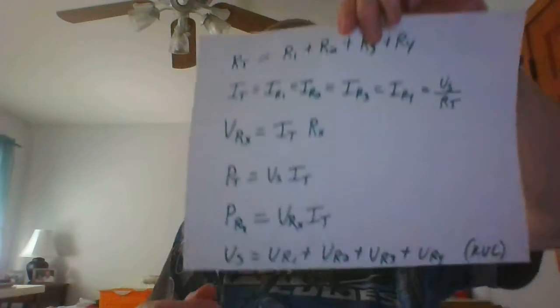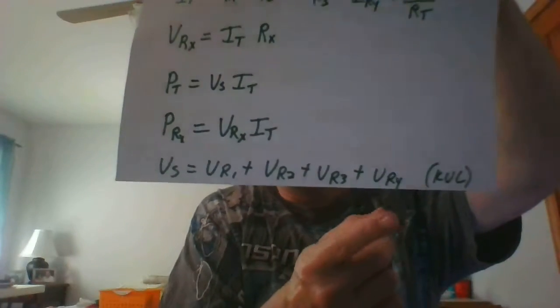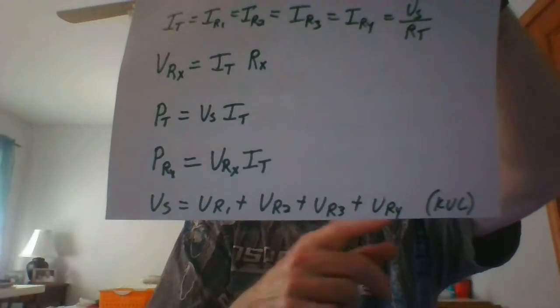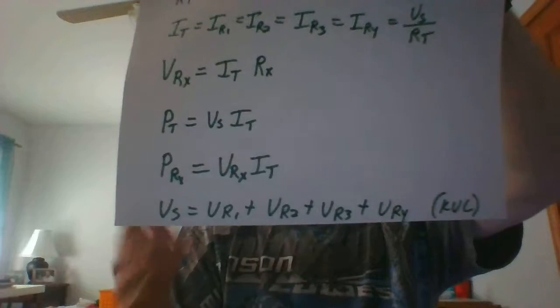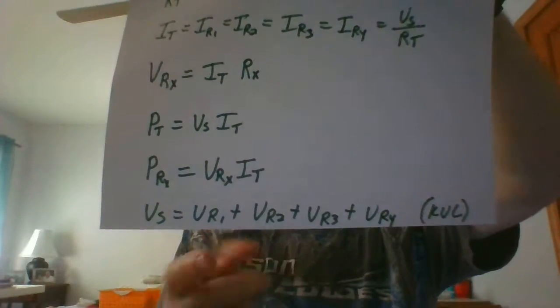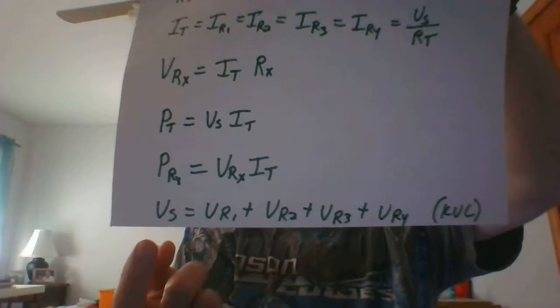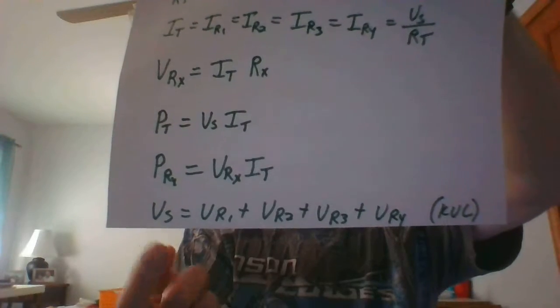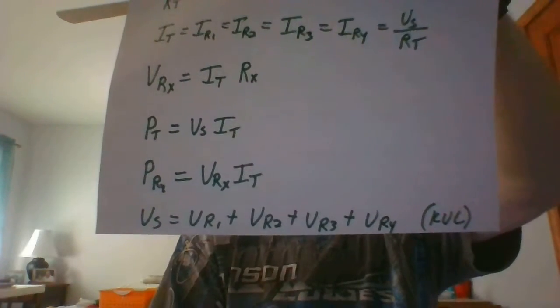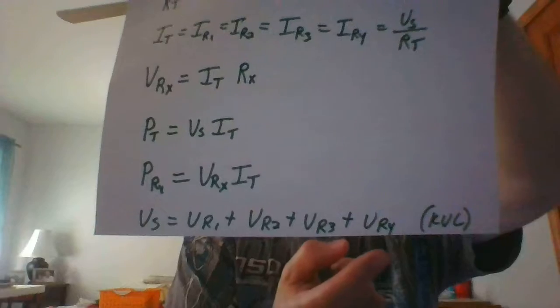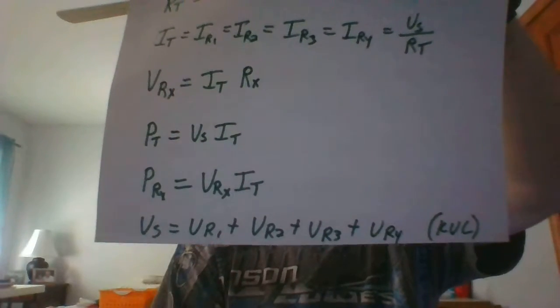Last thing I'll point out to you is Kirchhoff's voltage law. Kirchhoff's voltage law basically says, you can say it one of two ways. Either the sum of the drops equals the source. That's one way you can say Kirchhoff's voltage law. So around any closed loop, you add the drops together, it equals the source voltage. The other way you can say it is the algebraic sum around a closed loop is equal to 0.